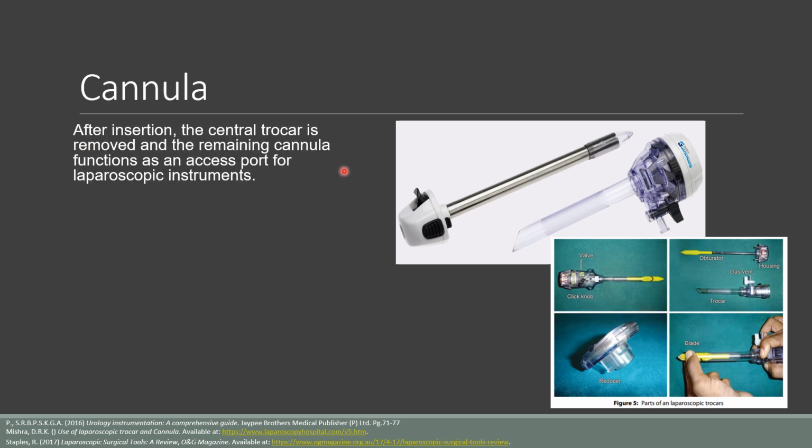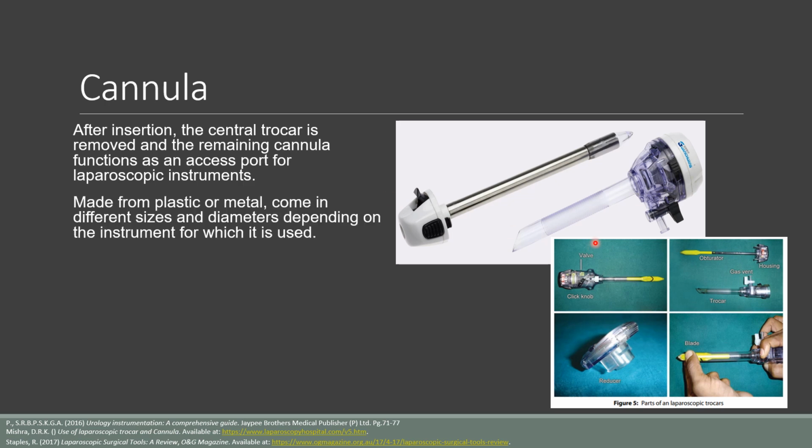After insertion, the central trocar is removed and the remaining cannula functions as an access port for the laparoscopic instruments. The cannula can be made from plastic or metal. They can come in different sizes and diameters depending on the instrument that you want to use it for, and also depending on the procedure.